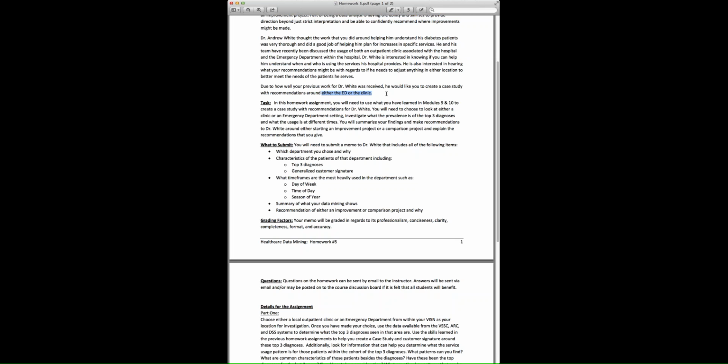Now, I've had a couple of people ask me, what if I have an urgent care at my facility? I don't have an emergency department and I'd rather do the urgent care versus a clinic. You can definitely do an urgent care. That is perfectly acceptable if you do not have an emergency department at your facility.